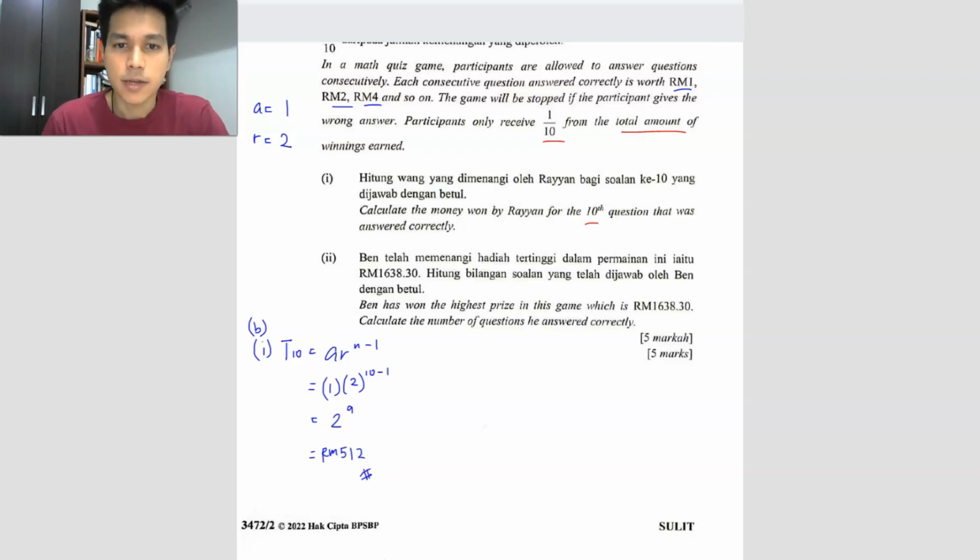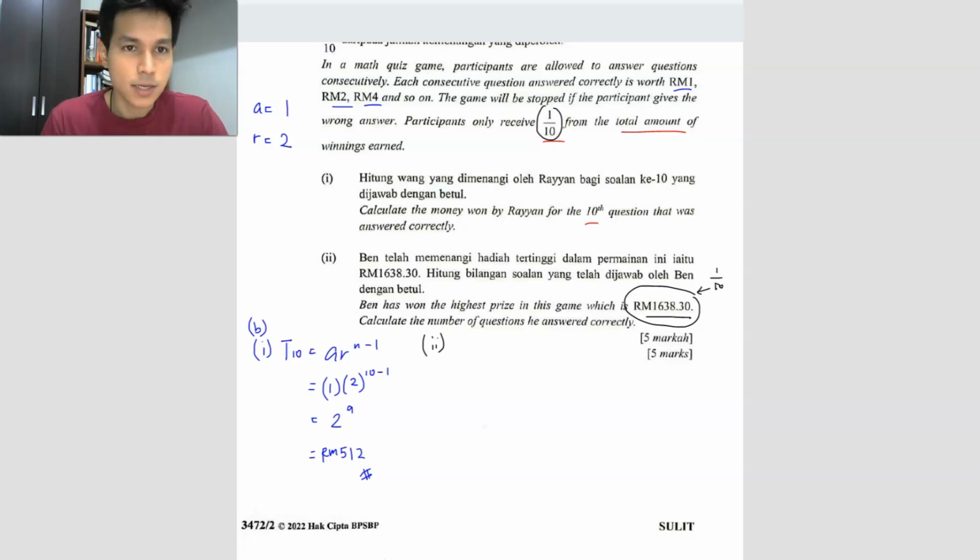Okay, next, question B. Question 2. Ben has won the highest prize. So he won the highest in the game, which is this much. Calculate the number of questions he answered correctly. So he won this amount, correct? But is this the actual amount that he won? No, right? Because they said that you only receive 1/10. So this is the 1/10 amount.